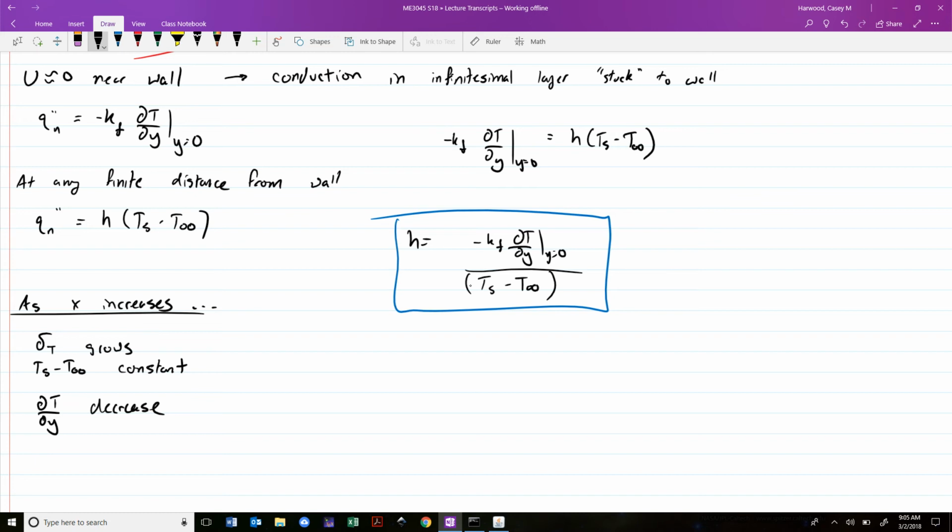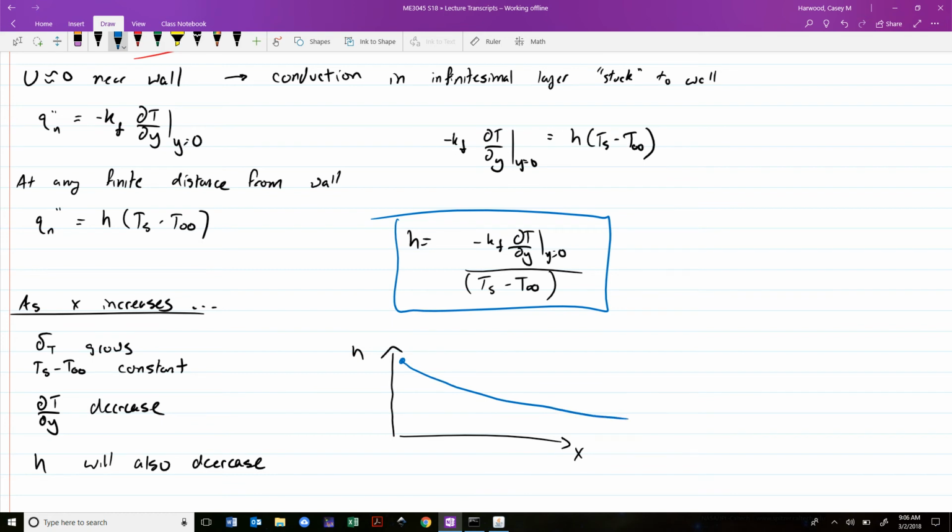The takeaway here is that if dT/dy decreases in magnitude, and everything else in this expression remains constant, then h will also decrease. So as you travel along this plate, your local convective heat transfer coefficient, h, is going to start out at some value, but it's going to diminish as you go further and further along the plate.